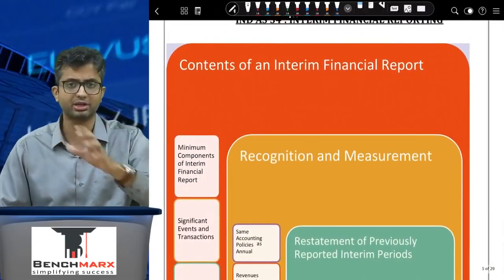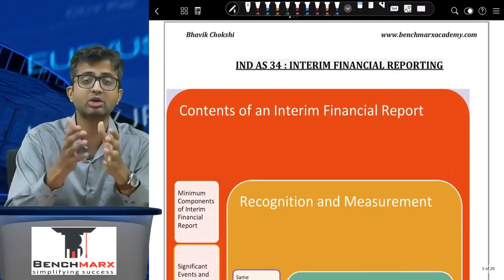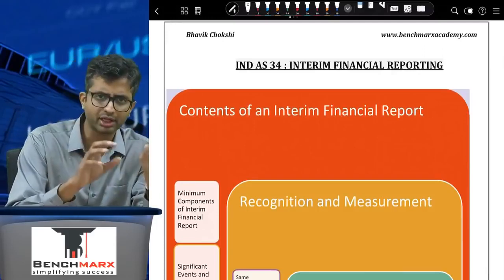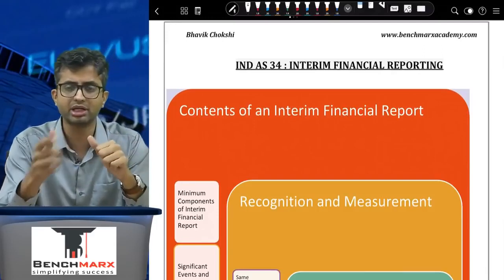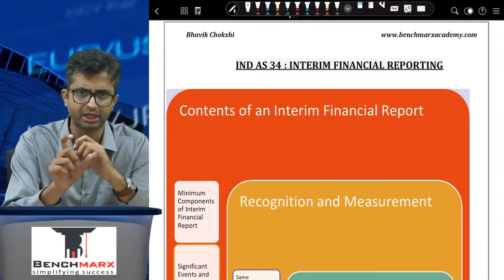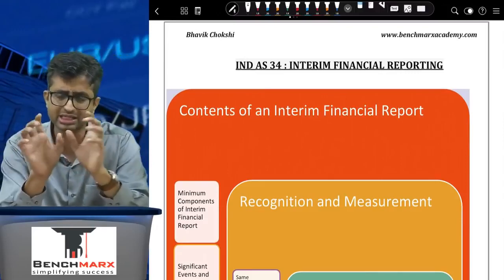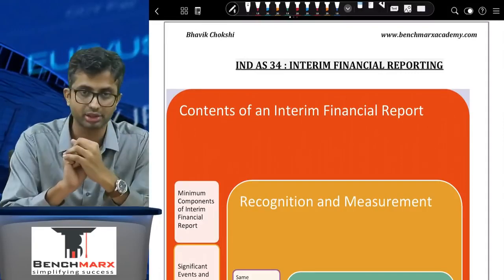Then you go to Ind-AS 34 in the sequence of the Institute. This is on interim financial reporting. Over here, what is an interim period? An interim period is a period which is shorter than a financial year. It can be 12 months more or less, but it has to be shorter than a financial year.